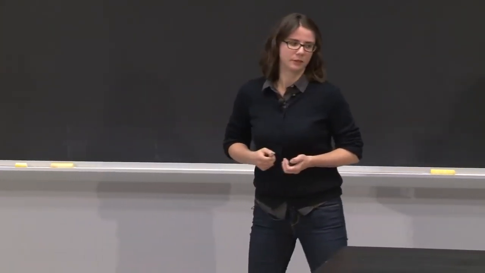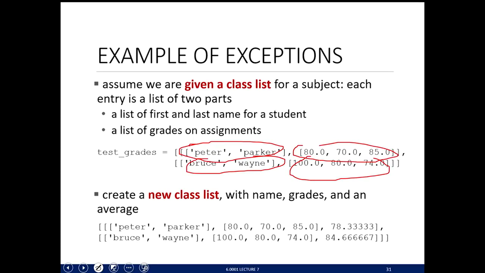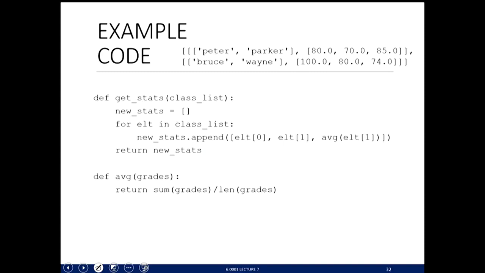Here's another example of exceptions. So let's say we're given a class list. We have a list of lists where we have the name of a student, first name and last name, and their grades in the class. So we currently have 2 students. And what I want to do is create a new list, which is the same things, the same inputs here, but I'm appending an extra value at the end of the list for each student, which is the average of all of their grades. So let's look at the code.